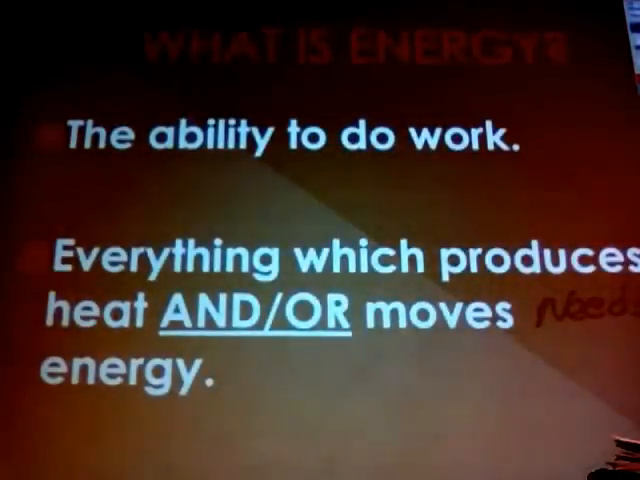Okay, so what is energy? Energy is the ability to do work. Everything that produces heat and or moves needs energy. Okay, how do you know work is being done? Usually you know work is being done because you see motion.